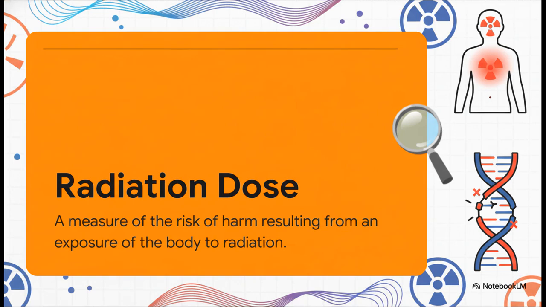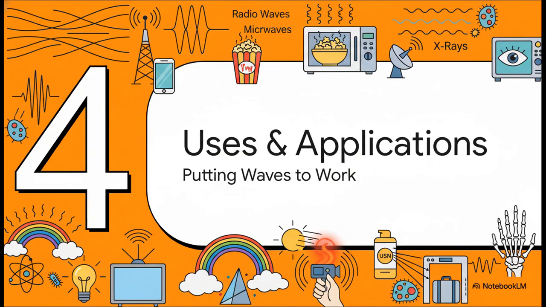So, how do we keep track of this risk? We use something called radiation dose. Now, the official unit is the sievert, but the good news is you don't need to memorize that for the exam. Just understand the concept. It's simply a way of measuring the potential harm to your body from being exposed to this radiation. Okay, enough about the dangers.